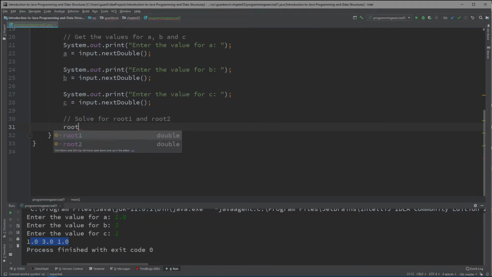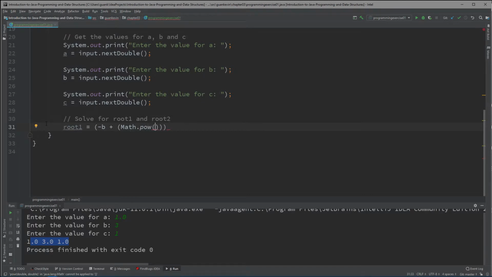Basically, we'll say root 1 equals negative b plus, and I'm going to have to watch carefully how I write this, because we have to remember order of precedence. It means that Java will solve this according to which numbers or equations should be solved first. So we have to make sure we write this out correctly. If we don't, we're going to make a mistake and it's going to give us the wrong answer.